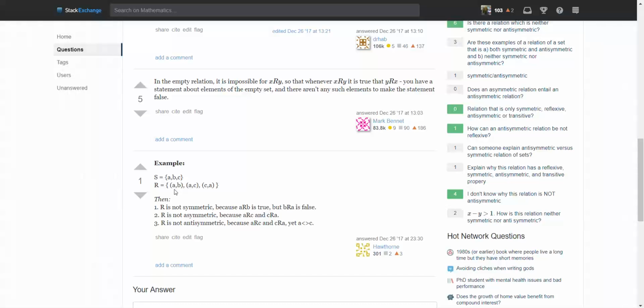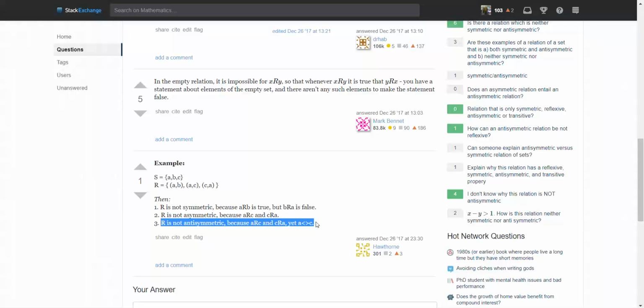Take the set A, B, C. Then we have (A, B), (A, C), and (C, A). Okay, R is not symmetric because A related to B is true, but B related to A is false. R is not asymmetric because of ARC and CRA. R is not antisymmetric because ARC and CRA with A not equal to C. I think this condition would have been mentioned here, otherwise this one suffices, the last one.